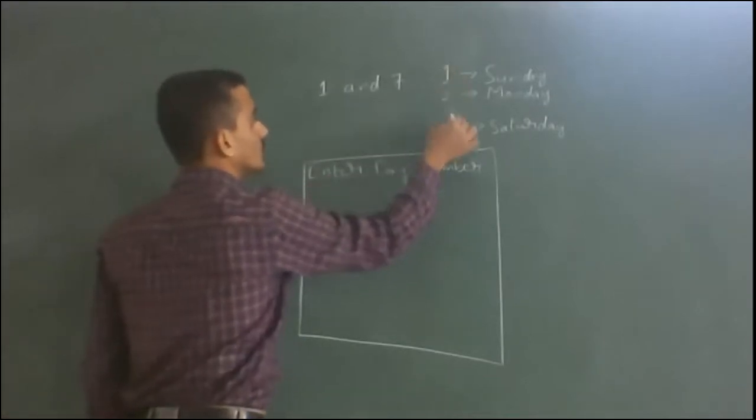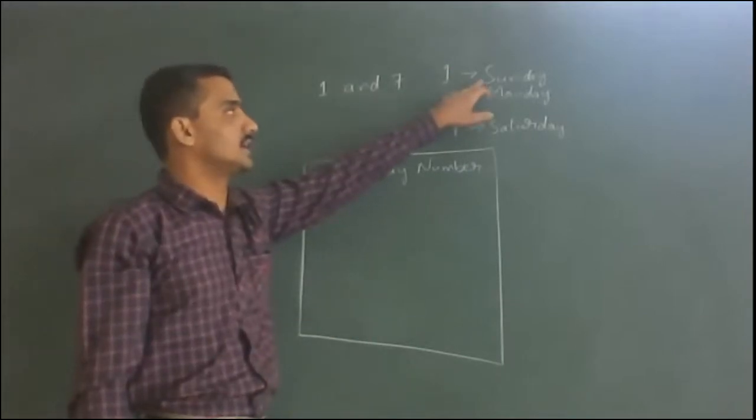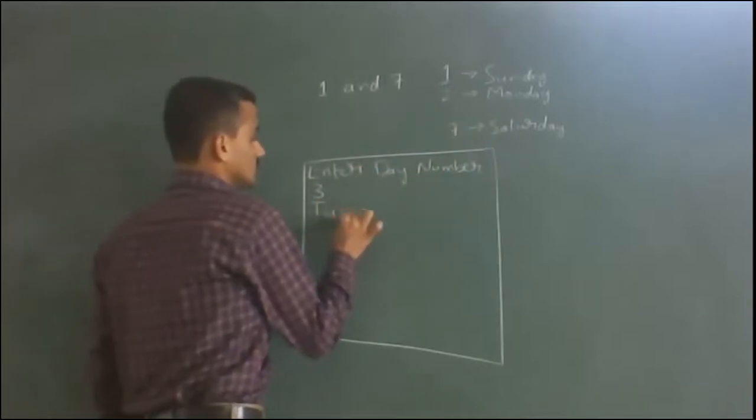If I enter a number between 1 and 7, for example 3: for 1, we will write Sunday. For 2, we will write Monday. For 3, it is Tuesday. It should print like this.